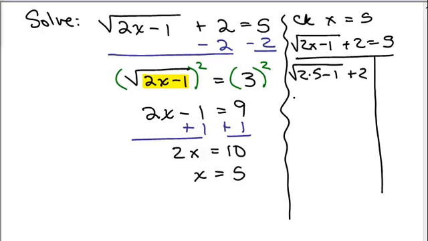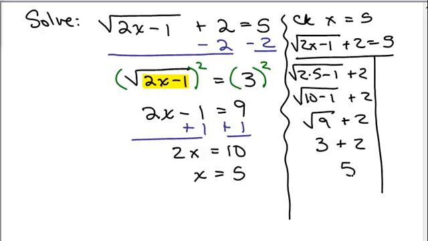You simplify this using your order of operations, which means to simplify inside the radical first. And we have multiplication in there, 10 minus 1, and 10 minus 1 is 9. Square root of 9 is 3. 3 plus 2 is 5. So when you plug in 5 for x, the left side is a 5, and the right side is 5. So that means this is the correct solution. So our answer is 5.